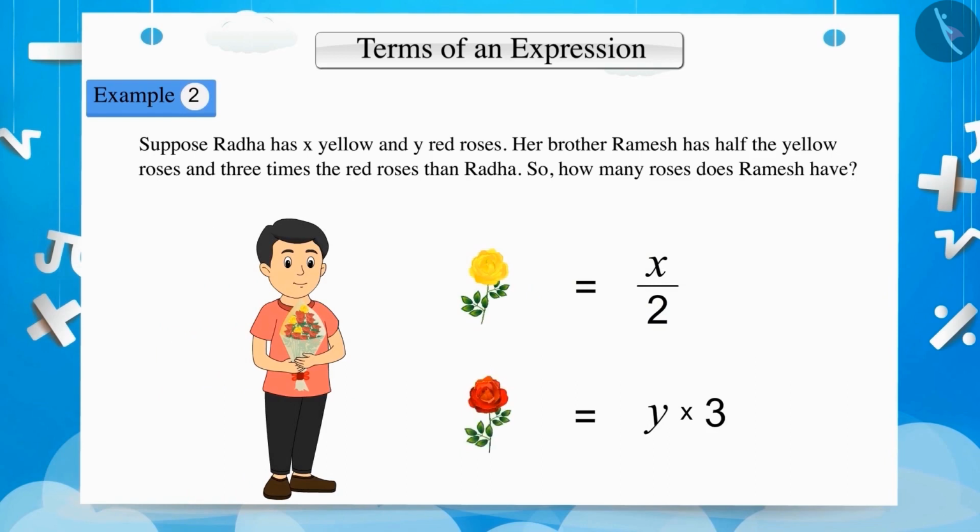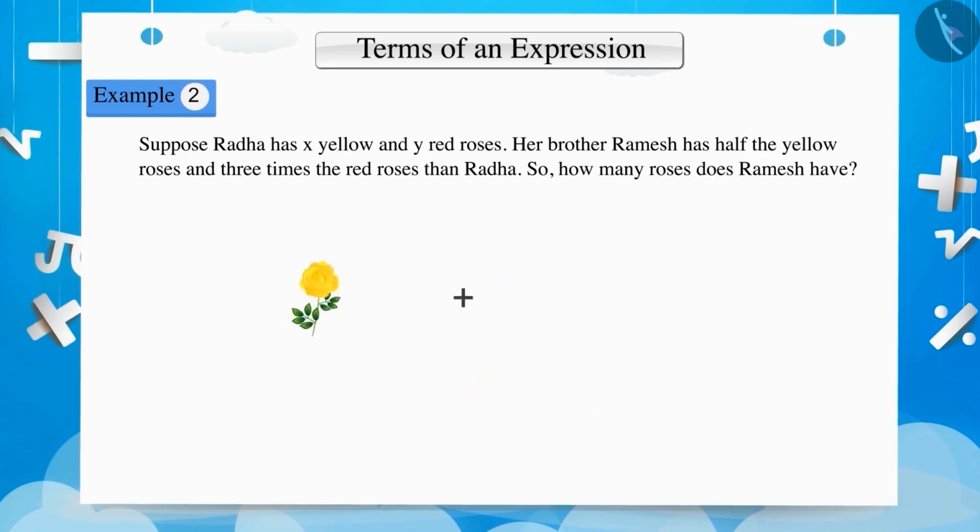Similarly, to represent the total number of roses that Ramesh has, we will find the sum of both yellow and red roses. Therefore, we get an expression x by 2 plus 3y.